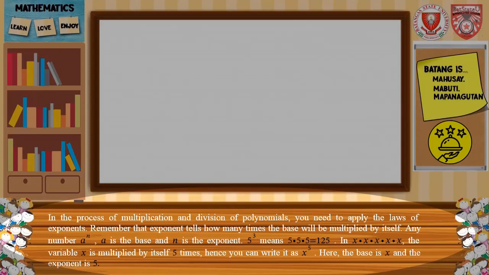For example, we have 5 cubed means 5 times 5 times 5, which is equal to 125. In x times x times x times x times x, the variable x is multiplied by itself 5 times. Hence, you can write it as x raised to the 5th power. Here, the base is x and the exponent is 5.